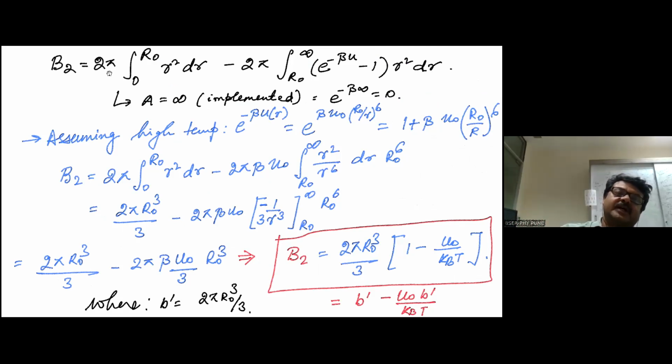With that, we are writing B2 as 2 pi, the minus sign has been absorbed, integral 0 to R0 of R squared dr, where we have already used the potential equal to infinity, so that term is not contributing, minus 2 pi integral R0 to infinity of e to the power minus beta times the potential, minus 1, R squared dr. Now, assuming high temperatures, assuming that it's an interacting gas, what we have done is written e to the power minus beta U(r), the potential term, as e to the power beta U0 R0 upon R to the power 6. It was a negative potential, so this minus and the negative potential cancel. Where we are using the steep potential, it is infinity if the distance between two particles is less than R0.